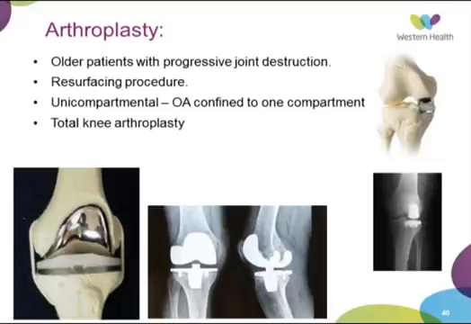Arthroplasty, which wasn't discussed in this summary in the JOS. So older patients with progressive joint destruction, it's a resurfacing procedure, unicompartmental if the arthritis is confined to one compartment, or total knee arthroplasty. I won't go any further into this, as it will be discussed in a few weeks' time in detail.